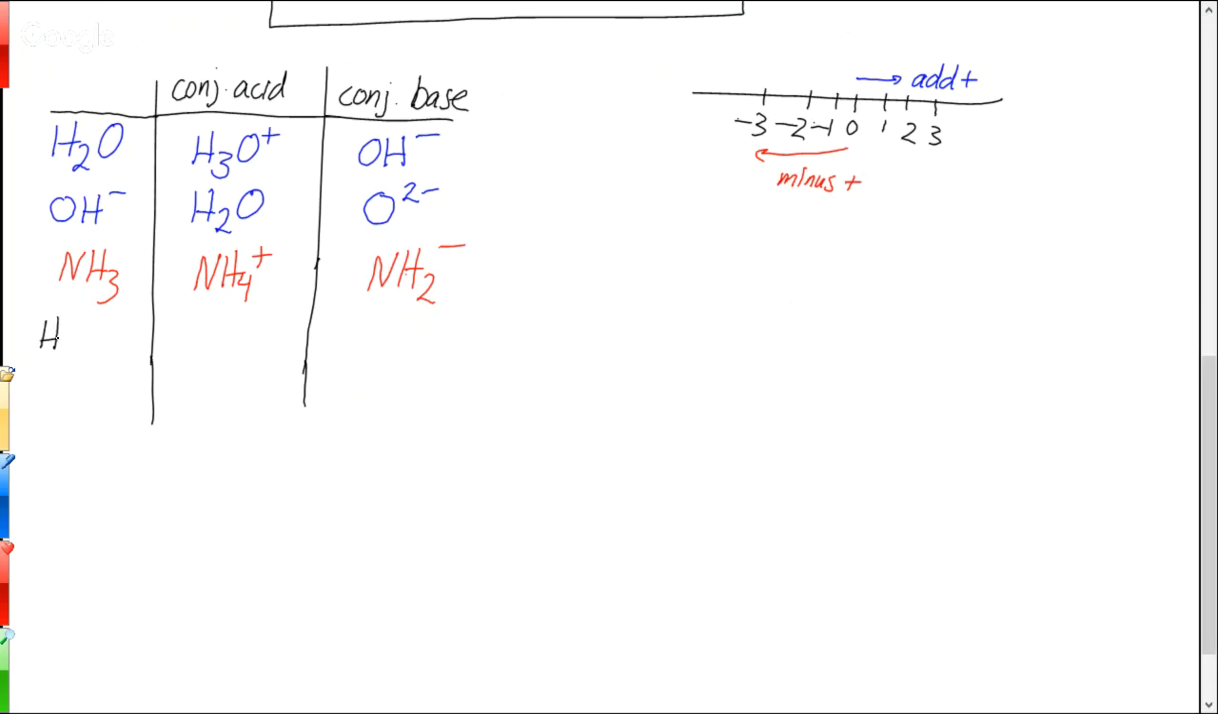Okay, what about an acid like this one? H2CO3, this is called carbonic acid. This one actually doesn't have a conjugate acid. You can't add more hydrogen to it, but what about a conjugate base?